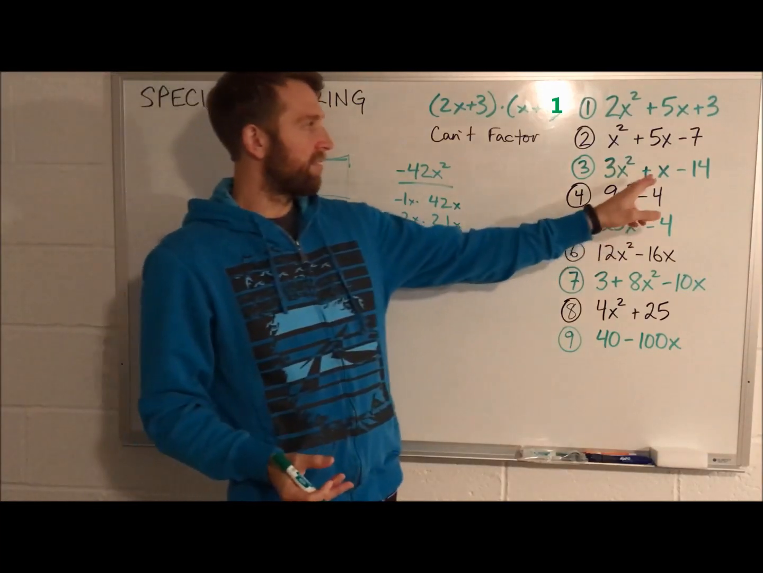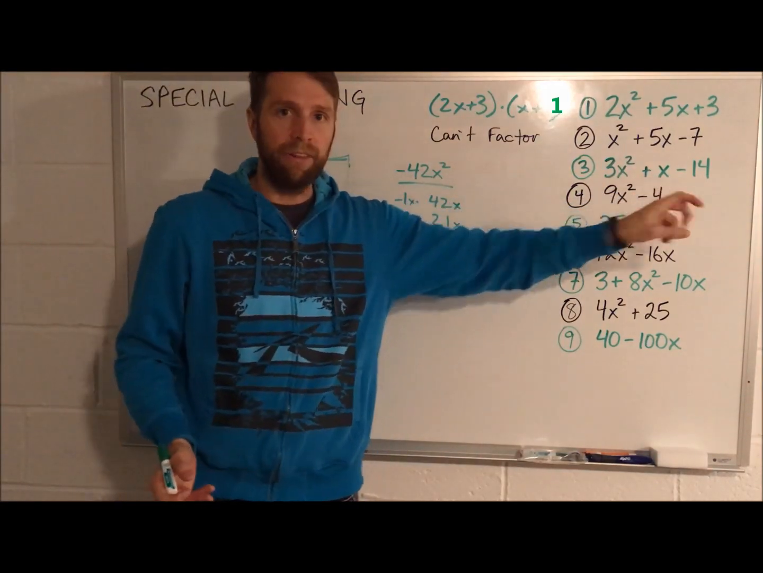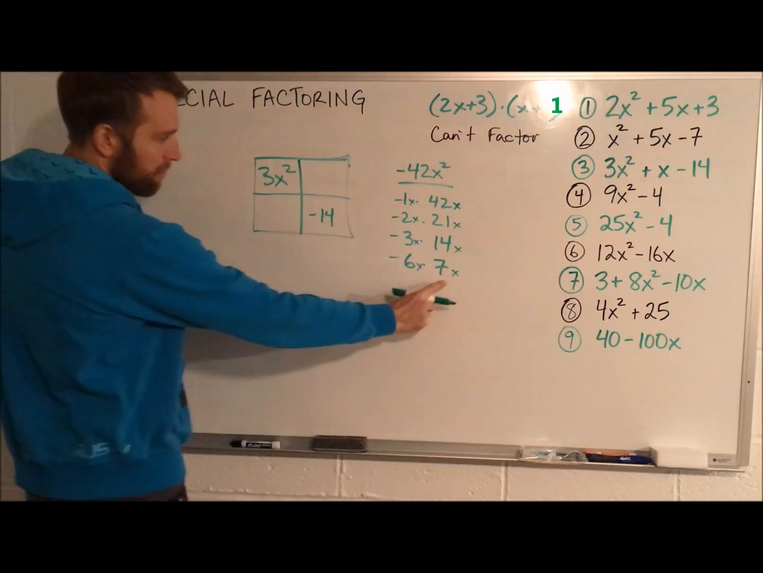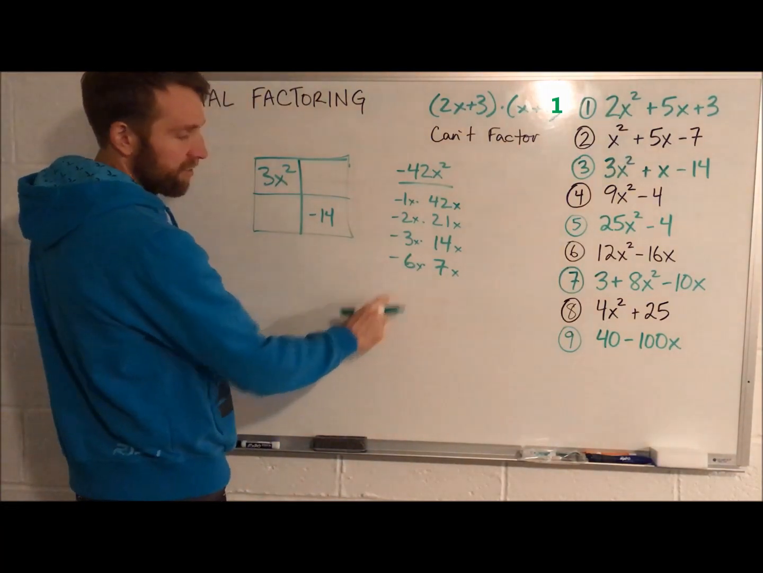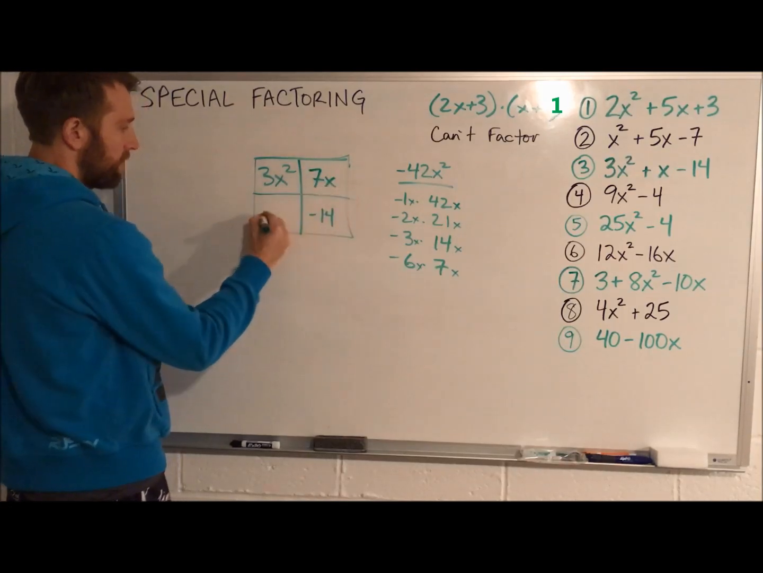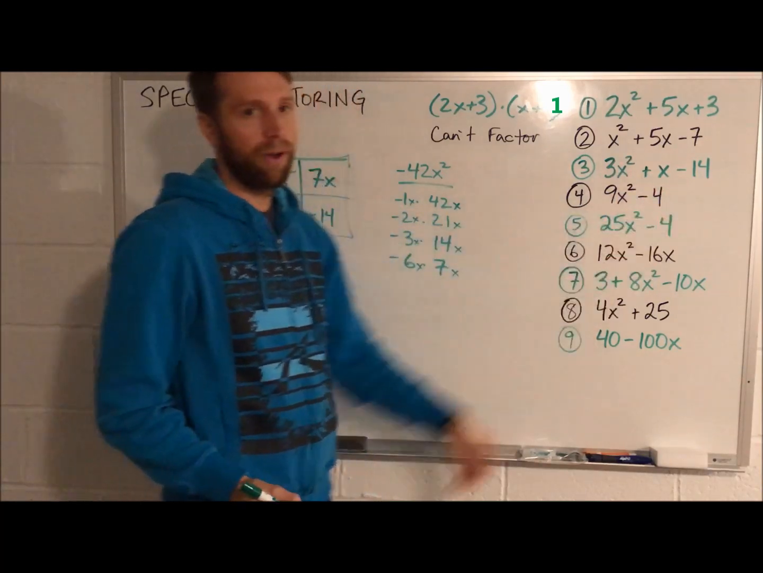And the part that makes this a little bit different, or special factoring for today, this x right here really means that we got 1x. So which combination gives you 1x? That would be 7x minus 6x would give you 1x. You can put those wherever you want. 7x minus 6x gives us that 1x in that problem.